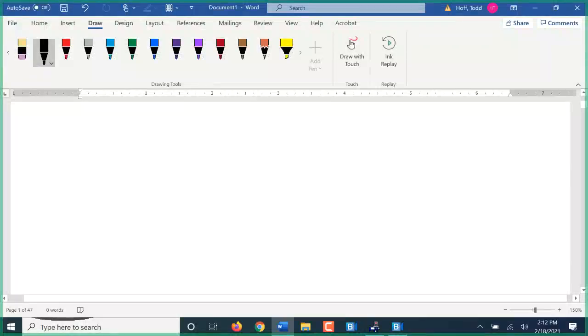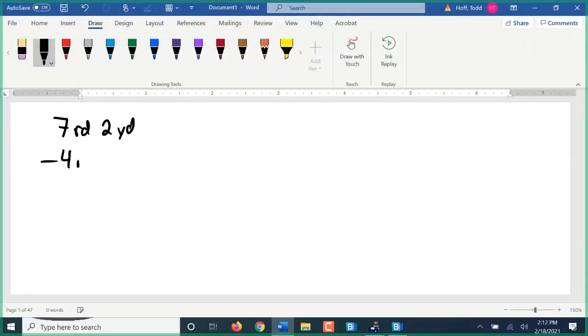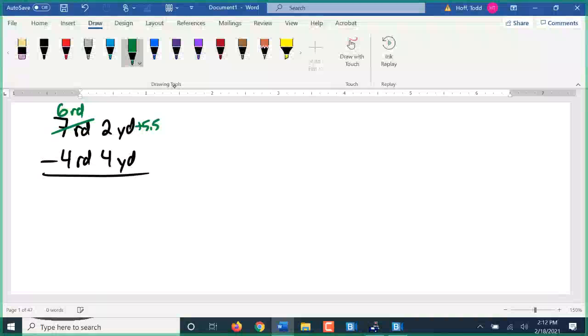Let's go with a unit we're not so familiar with. Let's do 7 rods, 2 yards, minus 4 rods, 4 yards. But once again, 2 yards minus 4 yards can't be done. So we're going to have to borrow. So borrow from the 7 rods. That's going to be 6 rods. Remember, 1 rod is 5.5 yards. So 2 plus 5.5, that's now 7.5 yards. 7.5 minus 4 is 3.5 yards. 6 minus 4 is now 2 rods.